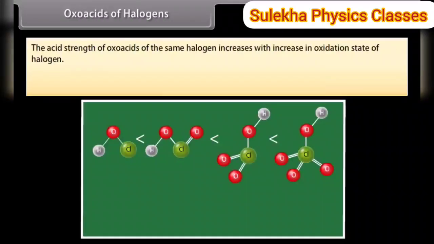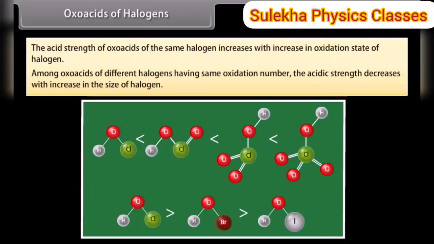The acid strength of oxoacids of the same halogen increases with increase in oxidation state of the halogen. For example, the acid strength of different oxoacids of chlorine is in the order. Among oxoacids of different halogens having the same oxidation number, the acidic strength decreases with increase in the size of the halogen. For example, acidic character of the hypohalous acid series is in the order: the greater the size of the halogen atom, the lesser will be its electronegativity, and hence the lesser will be the acid strength of the acid.